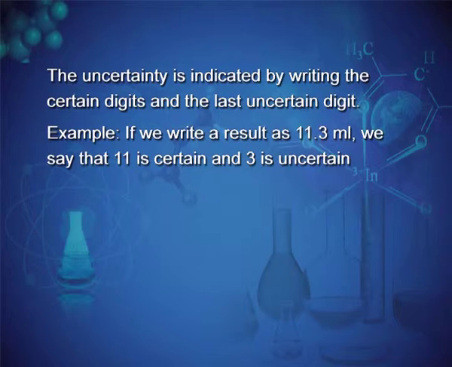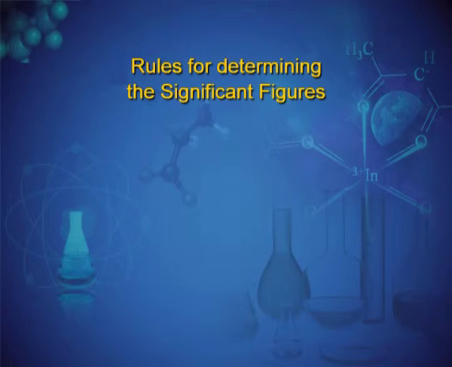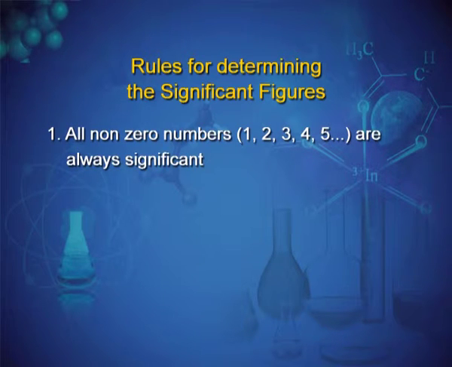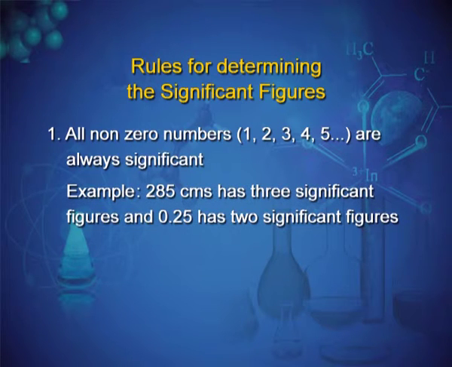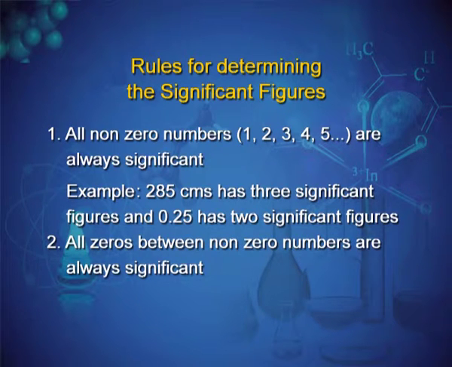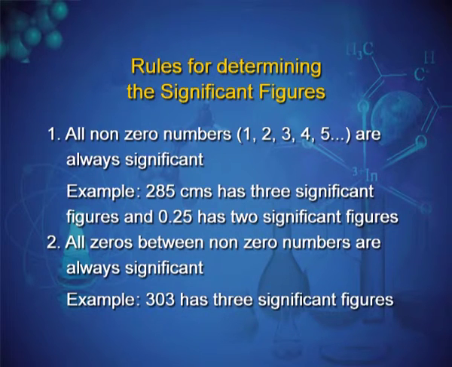There are certain rules for determining significant figures. The first rule is that all non-zero numbers like 1, 2, 3, 4, 5, etc. are always significant. Example: 285 centimeters has 3 significant figures and 0.25 has 2 significant figures. Second rule: all zeros between non-zero numbers are always significant. Example: 303 has 3 significant figures.